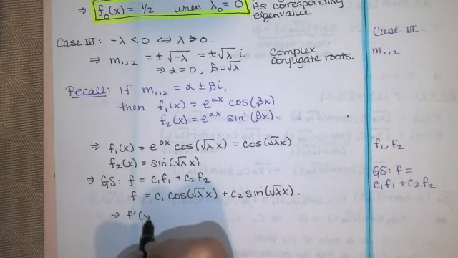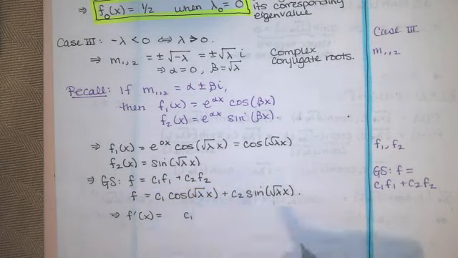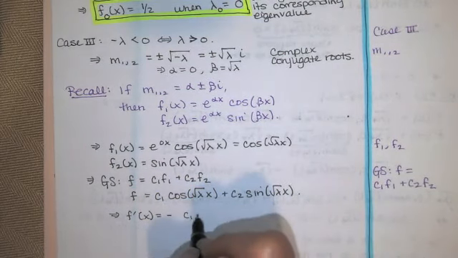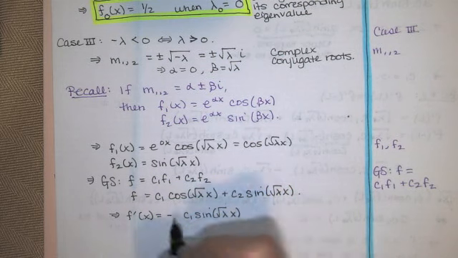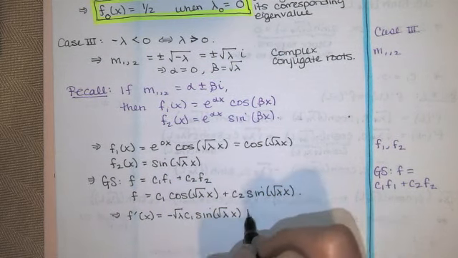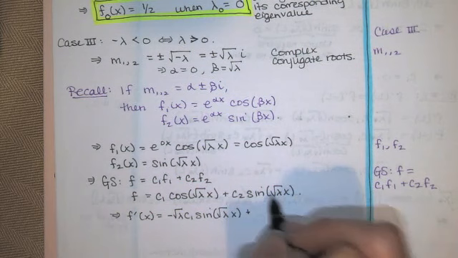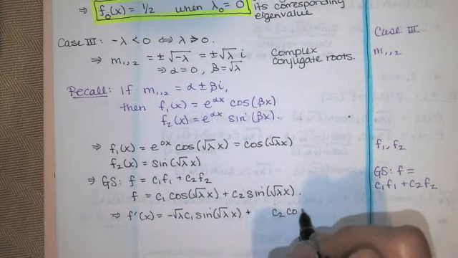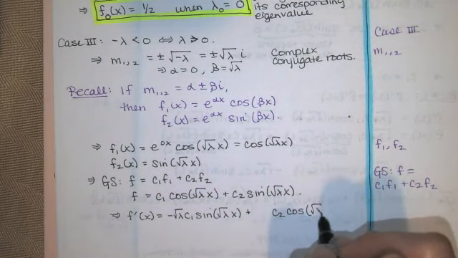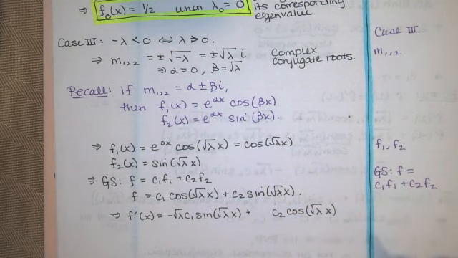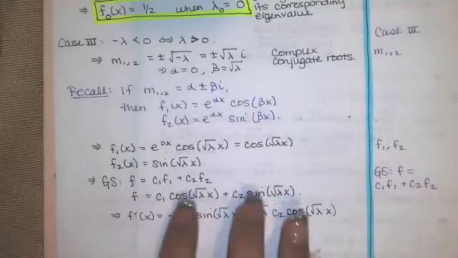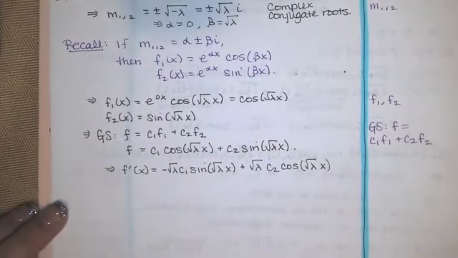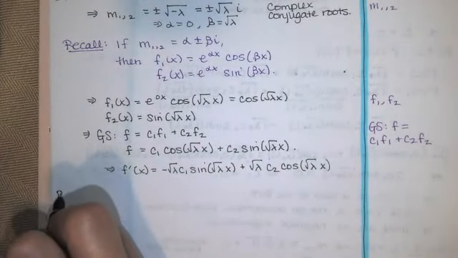So we'll compute f prime. Bring your C1 down. The derivative of cosine is negative sine of whatever's inside. The derivative of a constant times x is just that constant. Bring your C2 down. The derivative of sine of something is cosine of that something times the derivative of the inside by the chain rule. The derivative of a constant times x is that constant. So we've got our f and we've got our f prime. Okay, so now let's use the first boundary condition.